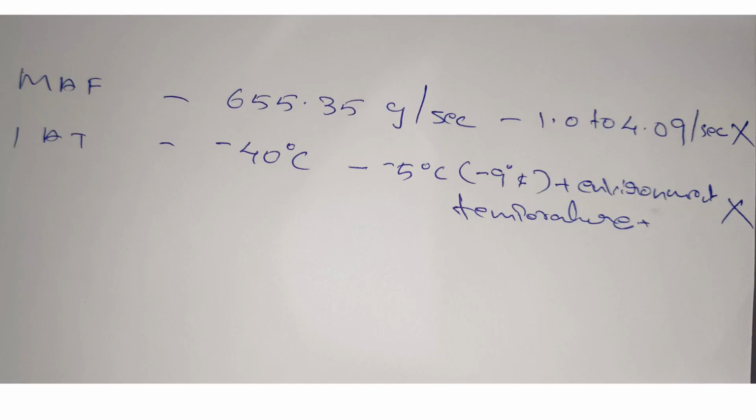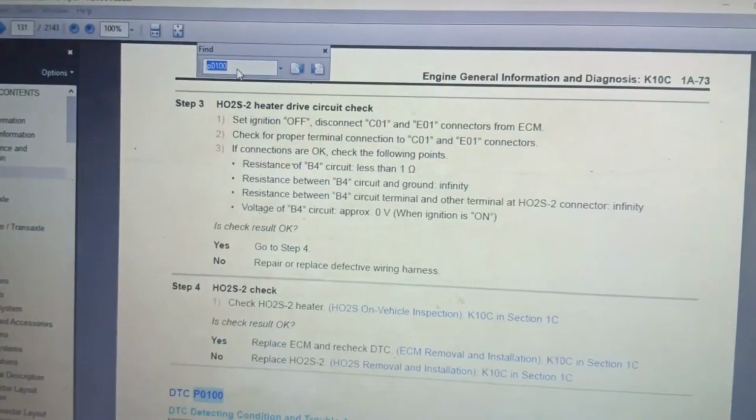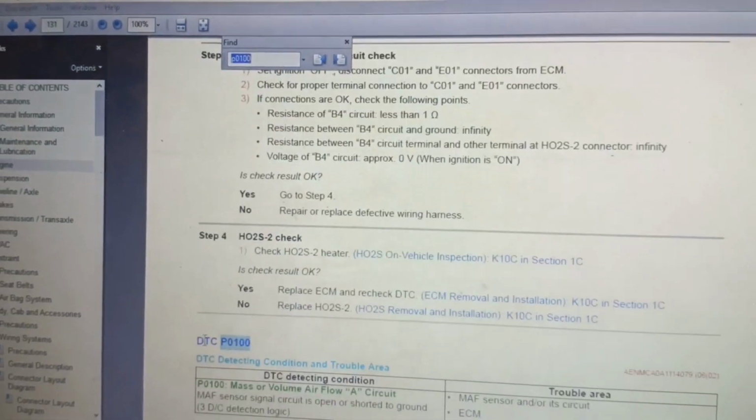Okay. As per comparison, first the MAF value is found bad, not okay. Then IAT, that is also bad. Both of the values are bad. Then go to step 5, troubleshooting according to the DTC. We are going to troubleshoot for P0100.